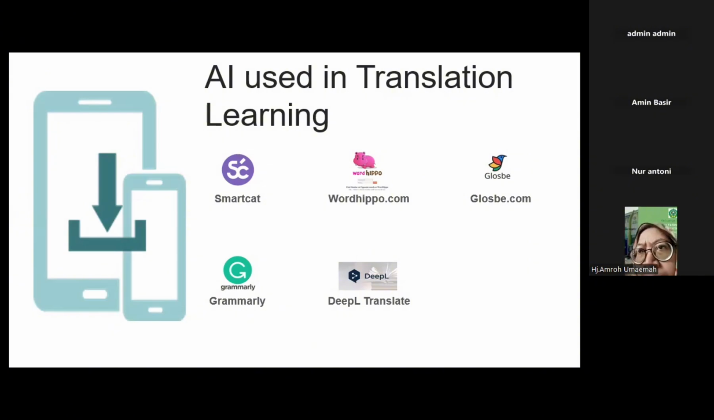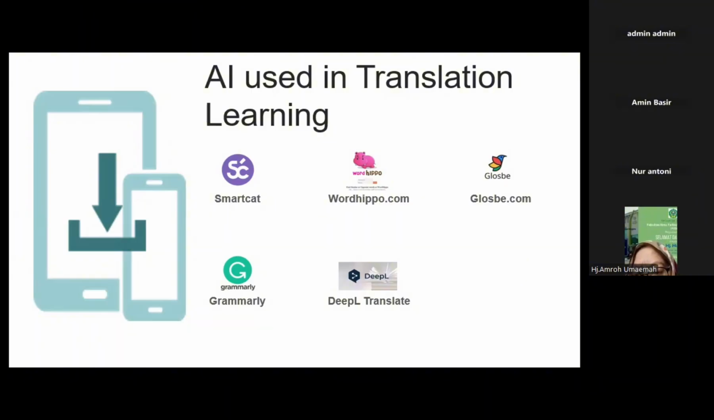And then, of course, to make sure whether the grammar in English is correct, with no errors or limited errors, we use Grammarly to identify that.